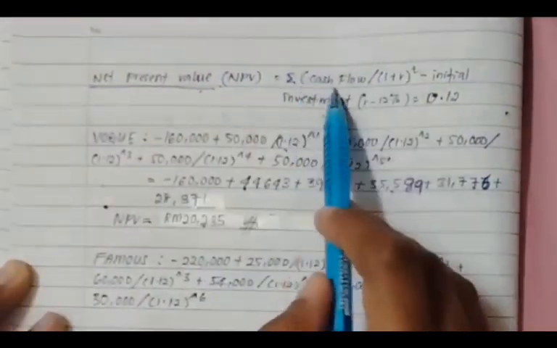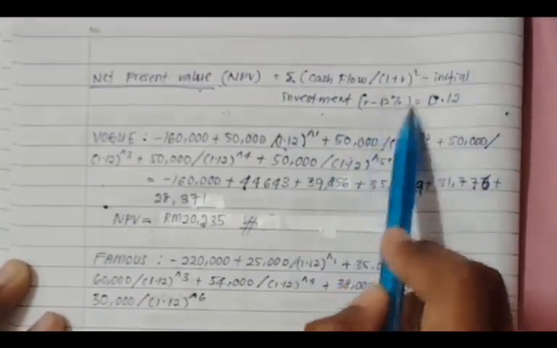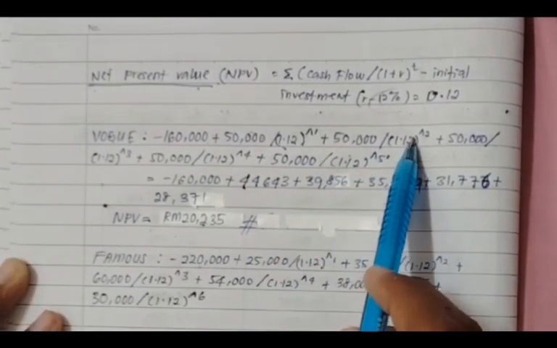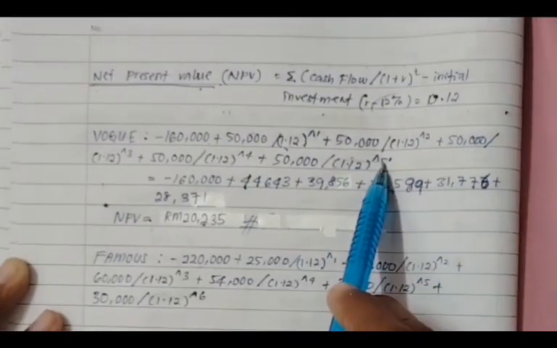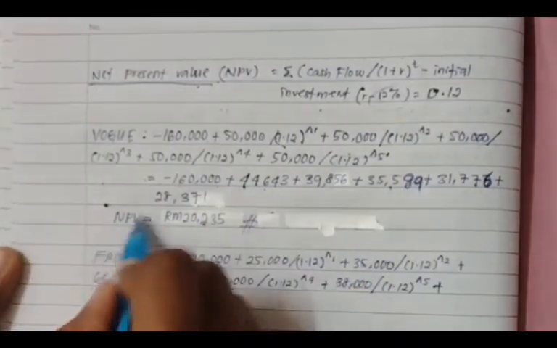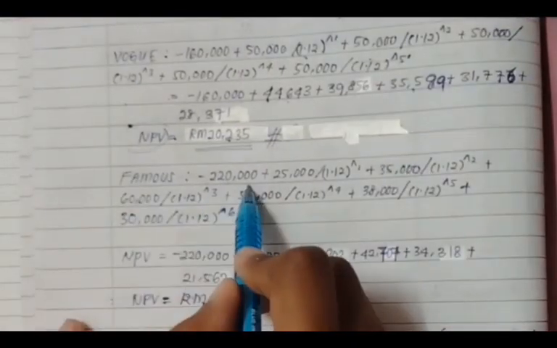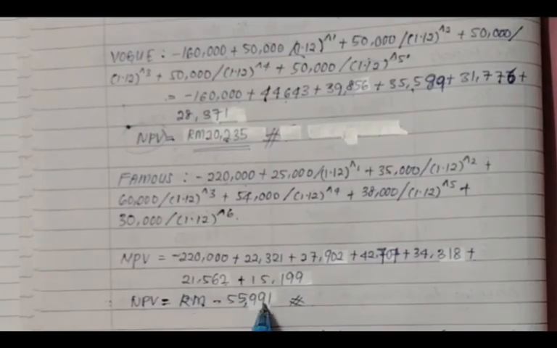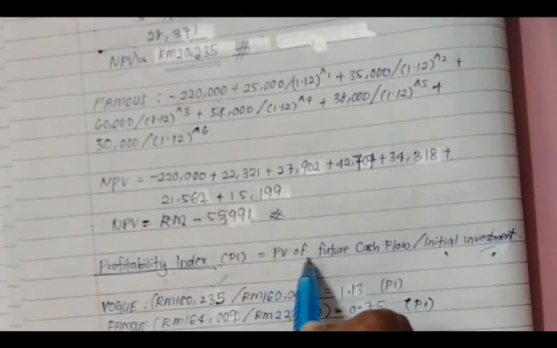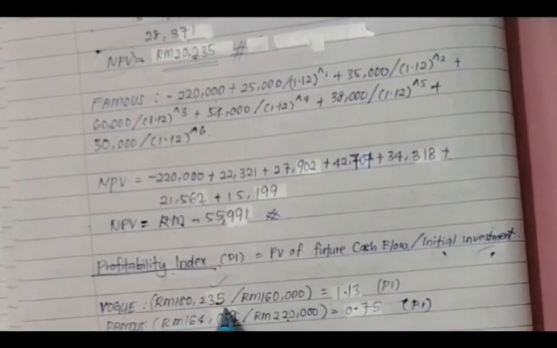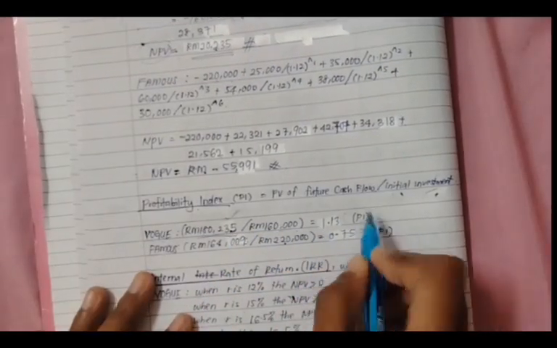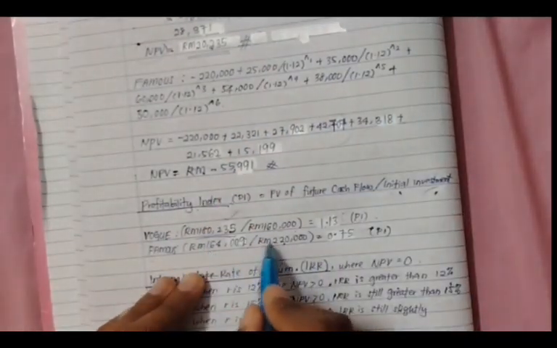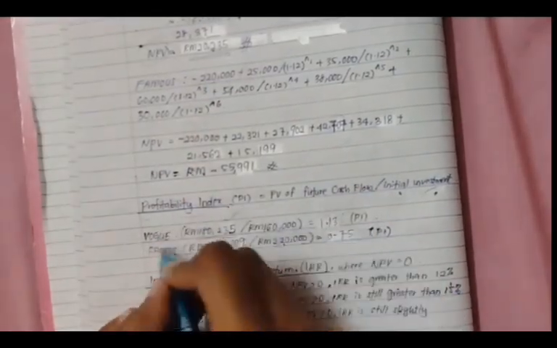Okay, for the net present value, we need to calculate the cash flow divided by 1 plus R, minus the initial investment. For the WACC, we calculate negative 160,000 plus 50,000 divided by 1.12 for year 1 until year 5. After adding everything, the NPV will be 20,235, and for Famous, the NPV will be RM negative 55,991. For the profitability index, PV of future cash flow divided by initial investment. For Wagyu, 180,235 divided by 160,000 gives 1.13, and for Famous, 164,009 divided by 220,000 gives 0.75.